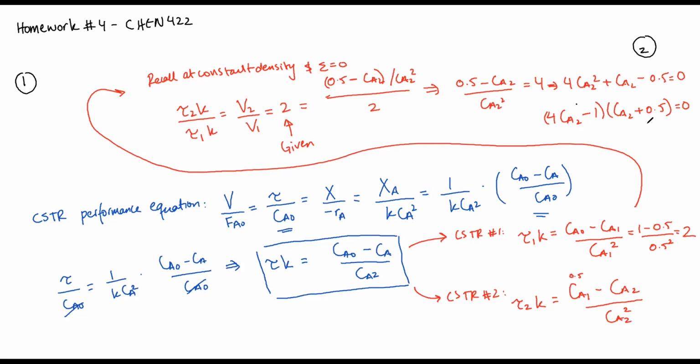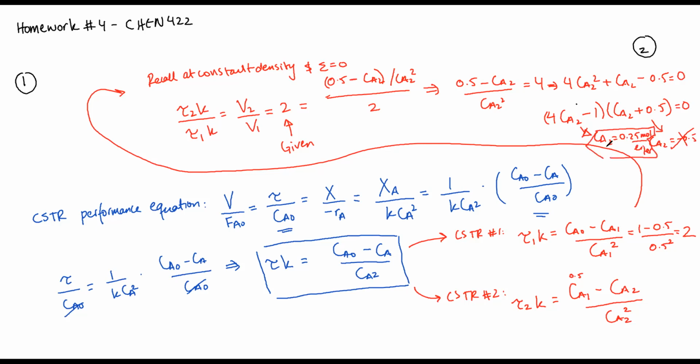So which one? Ca2 equal to minus 0.5 is junk. I don't care about it. And this is the answer I'm looking for. Ca2 is 0.25 mole per liter. Okay. And this is the answer for this problem.